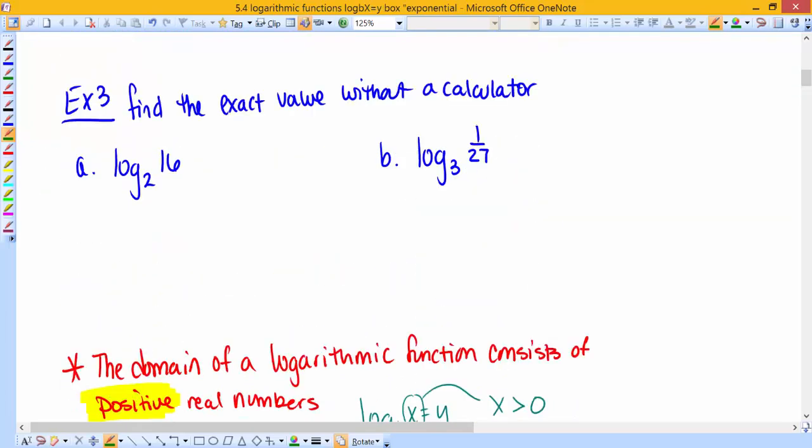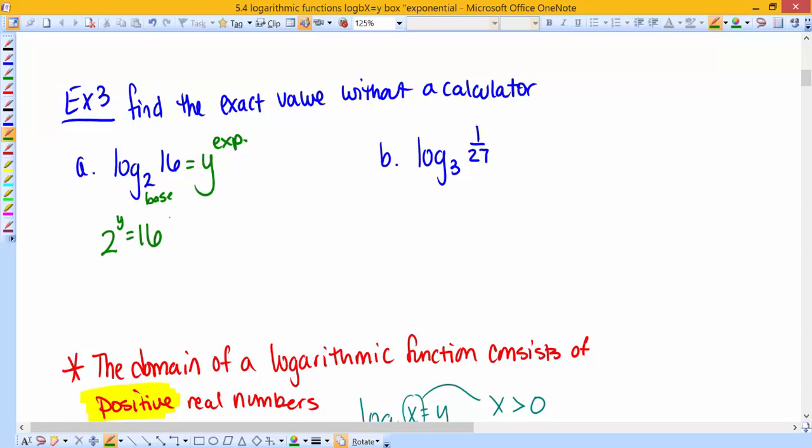Let's move along to example 3. Find the exact value without using a calculator. So in 5.3, we went over how to solve an exponential function. So I want to rewrite this as an exponential function. I'm going to set this equal to a variable. You could pick x, y, r, whatever variable you want to use. Just remember, this is your base, and what it equals is your exponent. So this is 2 to the y equals 16.